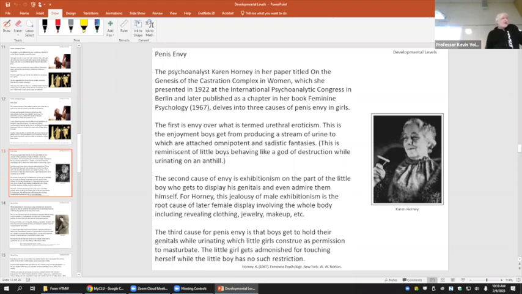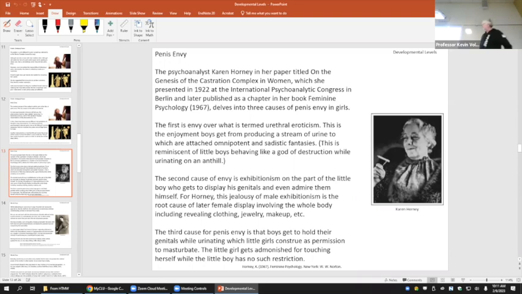The second is envy of exhibitionism on the part of the little boy. He gets to display his genitals and even admire and hold them while he's taking a pee, right? For Horney, this jealousy of male exhibitionism is the root cause of later female display involving the whole body, including revealing clothing, makeup, jewelry, etc. So in other words, the little boy gets to pull out his penis and take a pee out in front of everybody. The little girl touches herself and is shamed. She's told that's bad, you're not allowed to do this. So this is the envy that the boys get to pull their junk out and do stuff with it, and the girls are not allowed to do this, right?